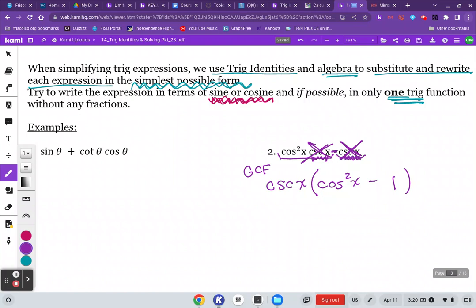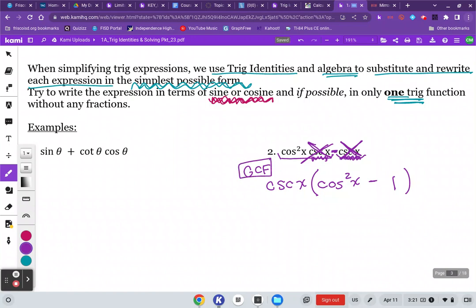It feels like nothing's left. It feels like it's empty or blank. But remember, in math, when we think it's nothing, it's almost always 1 that's in that spot. Okay, great. So here's my first step. My first step was I factored out a greatest common factor.